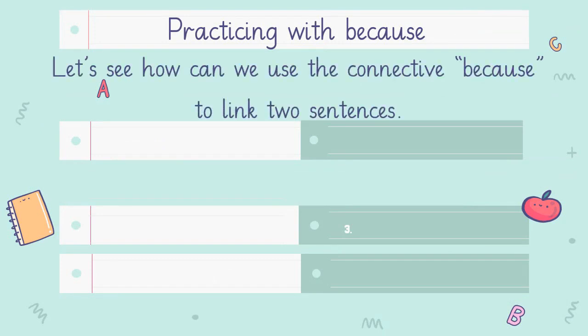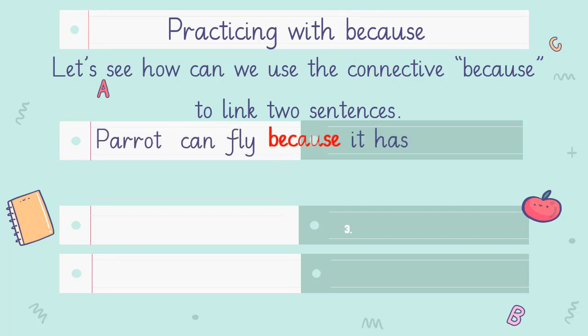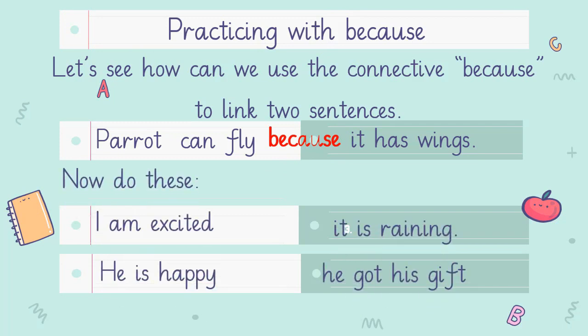Now see how we can use the connective because to link two sentences. A parrot can fly because it has wings. The sentence "it has wings" is a reason. How can a parrot fly? Now do these sentences. I am excited. Dash, it is raining. He is happy. Dash, he got his gift. You are absolutely correct. We are going to use because between each sentence, as the second part in each line is a reason.